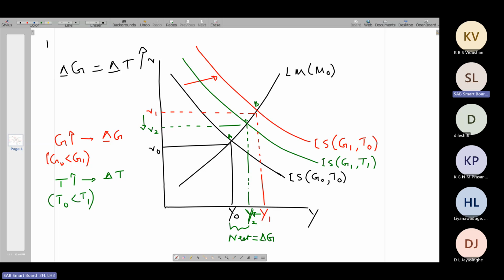Now, if you think about this, when the government raises expenditure, what happens? According to Keynesian theory, income rises through the multiplier effect at the prevailing interest rate. Income should increase up to this point, Y3, according to the Keynesian theory. So according to the Keynesian explanation, due to this raise in government expenditure, income increases from Y0 to Y3.